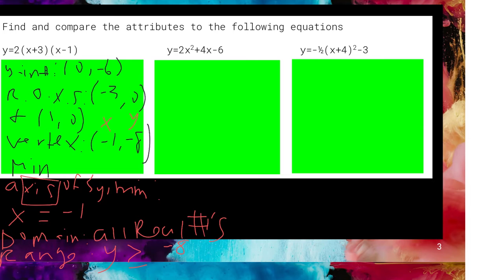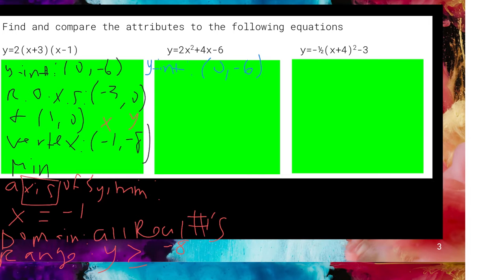All right, for the next one, I'm going to go ahead and type this into Desmos. So go ahead and pause the video and do the same. All right, guys, I just finished typing it in. We're going to go ahead and get started with the y-intercept. So again, the y-intercept is where the graph crosses the y-axis. So for me, it's crossing at (0, -6).